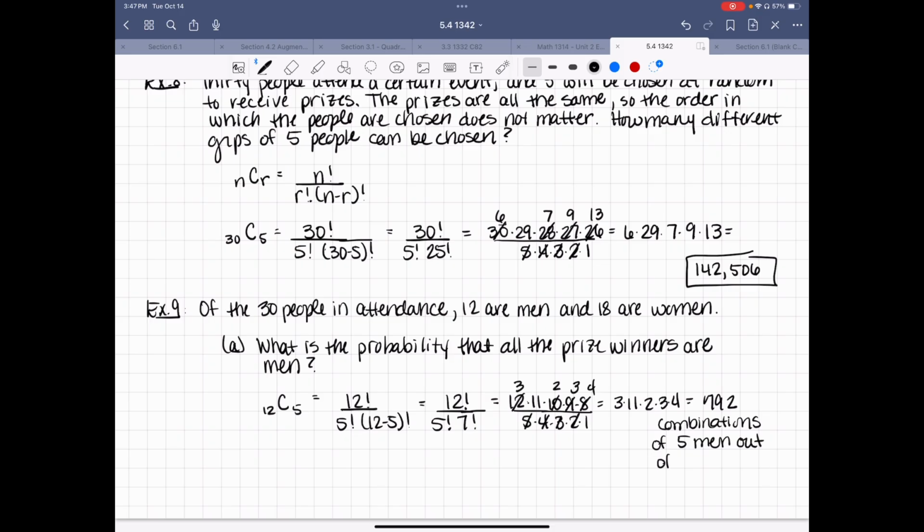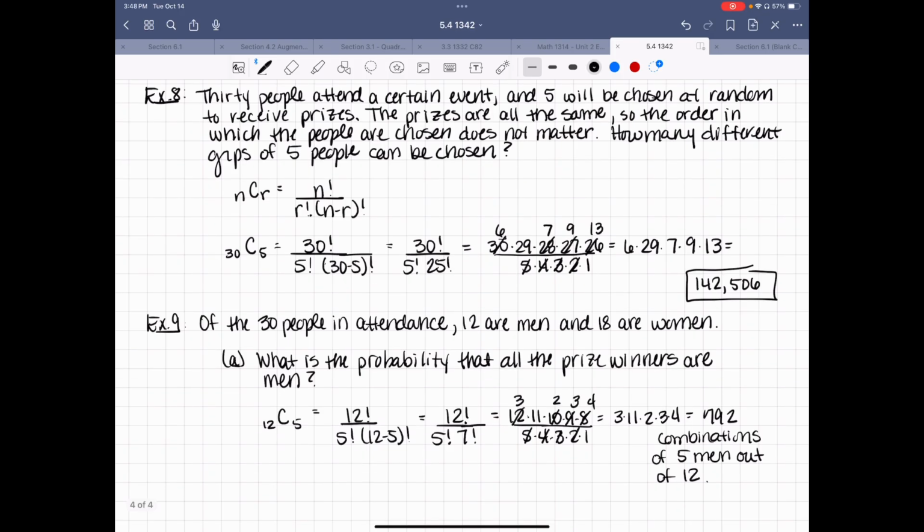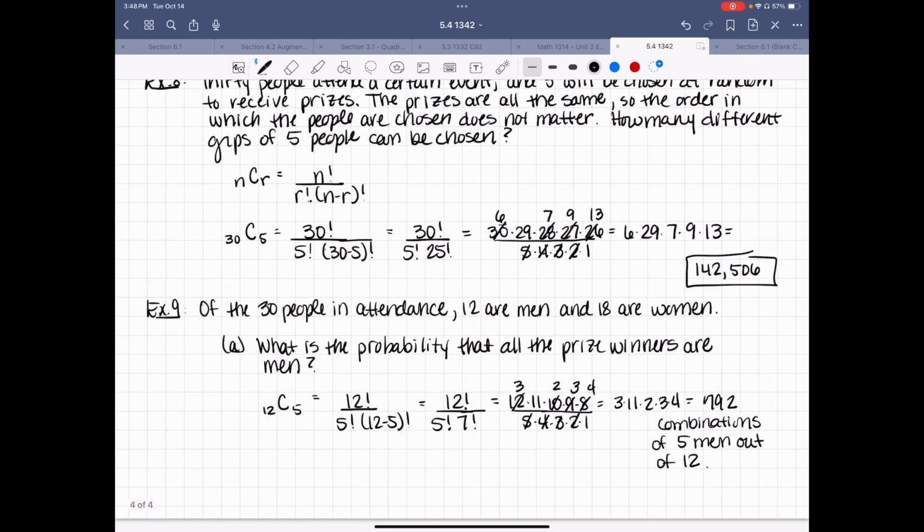Now, that's not my answer. They're asking what's the probability that all 5 will be men. Well, we know the total number of combinations, including the women, where some winners are women, some are men, some could be all women, is 142,506. That's the total number of combinations possible for drawing winners. Well, of those 142,506, 792 of them consist of all men.